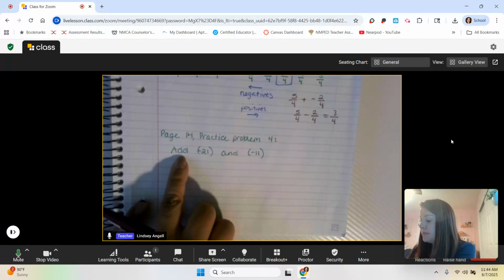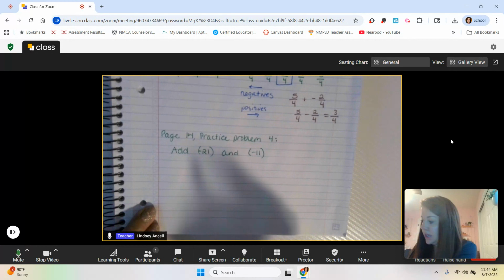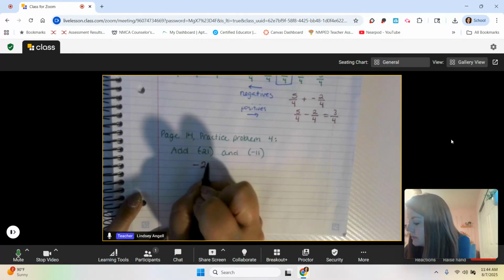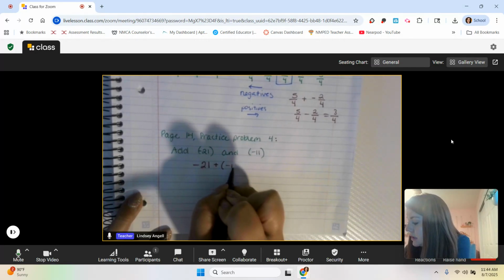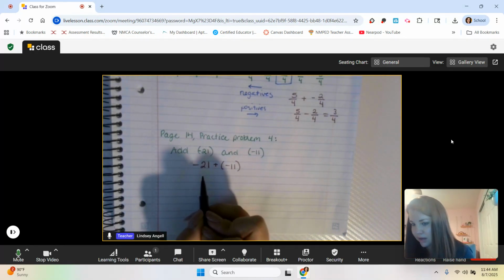Okay? So this problem says add -21 and -11. Okay? So I'm going to set that up as an expression. I've got -21 plus -11. Okay? So we could use the number line if we want. We could also think, they're both negative, right? And if I'm adding them together, well, if we add those together, we would just add like the number part of it and put a negative sign in front, right?